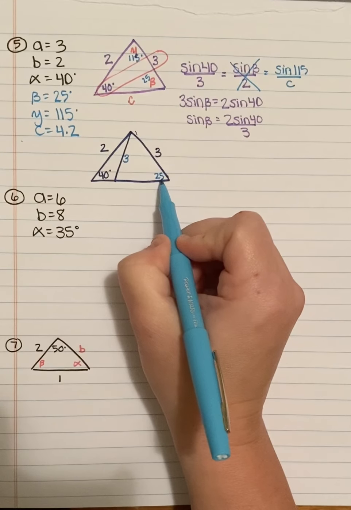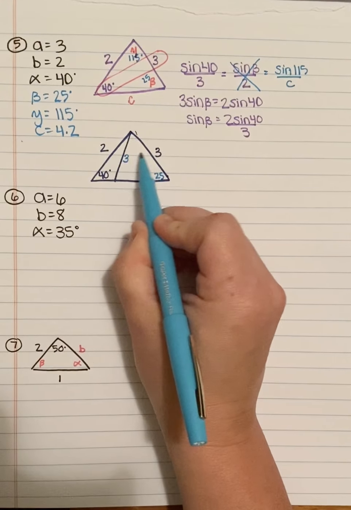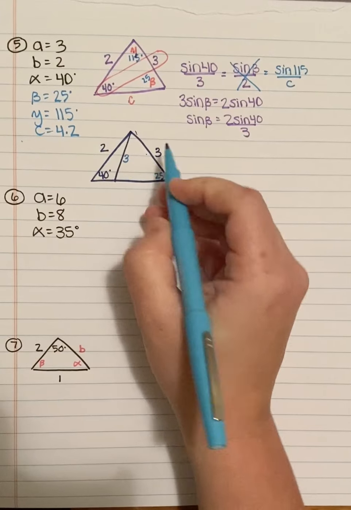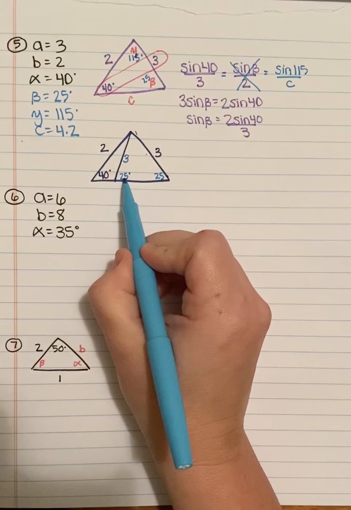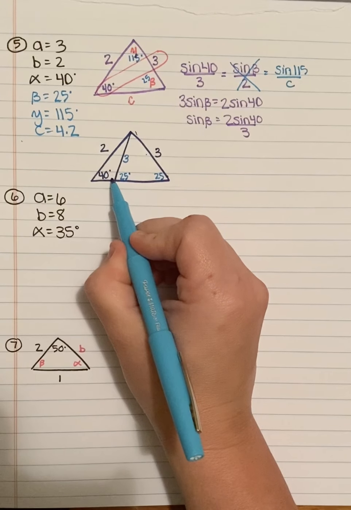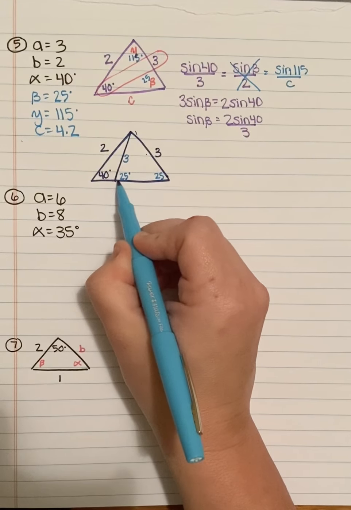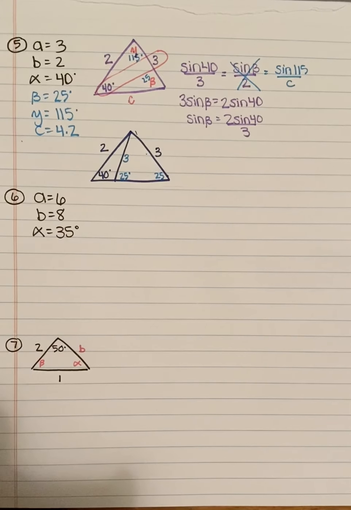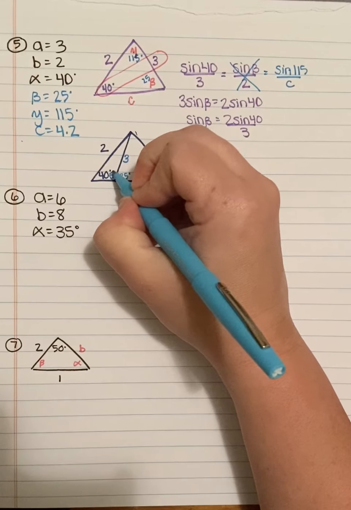Since this is 25, this little angle right here is also going to be 25 because this is an isosceles triangle. Isosceles triangle, base angles are congruent. So this is 25. Now, since this is 25, I can find this little bitty angle right here because these are supplementary angles. Supplementary angles, linear pair, make a straight line. So I'm going to take 180 and subtract 25, and this angle right here is going to be 155.